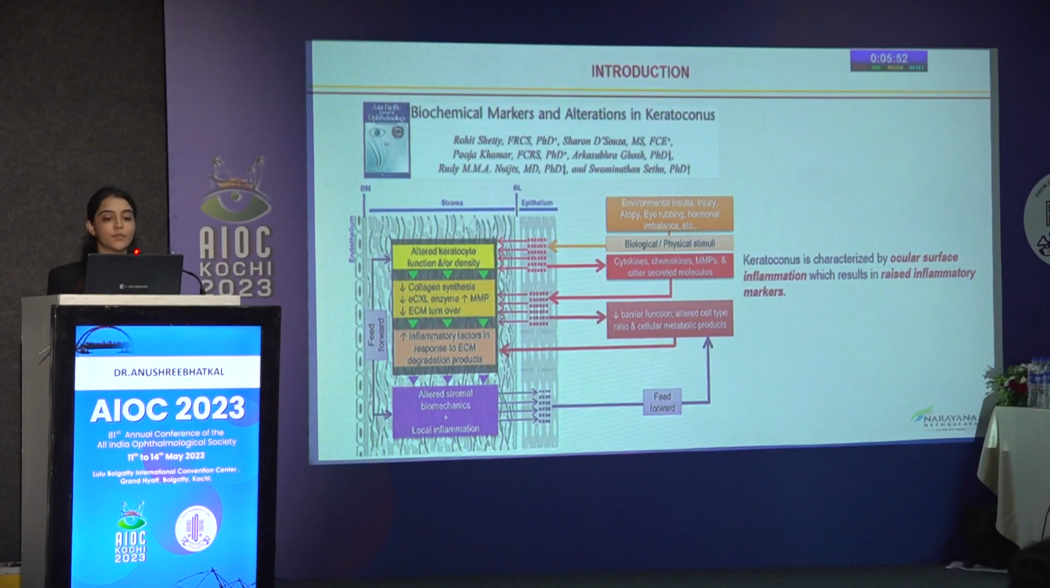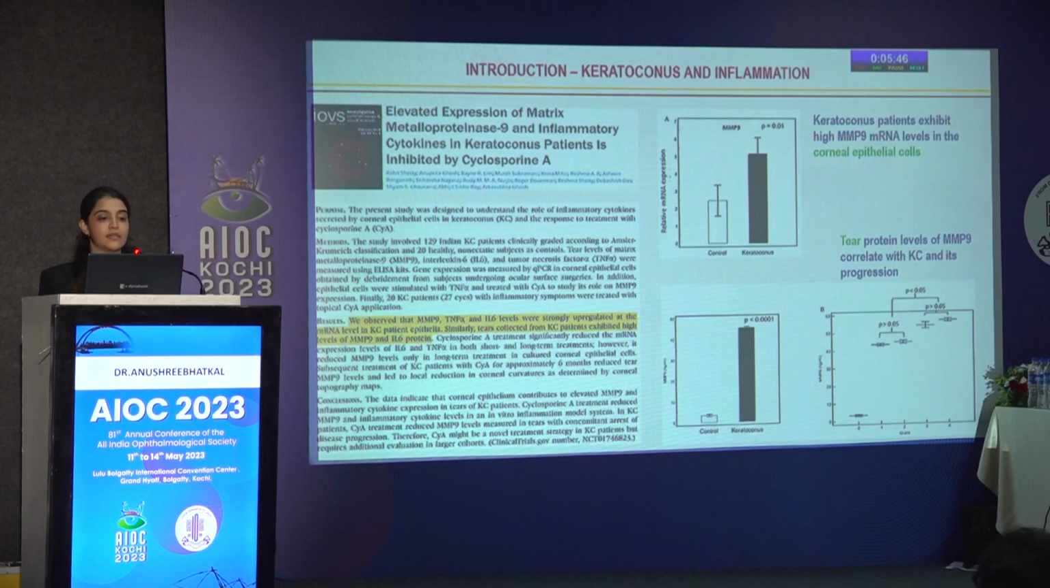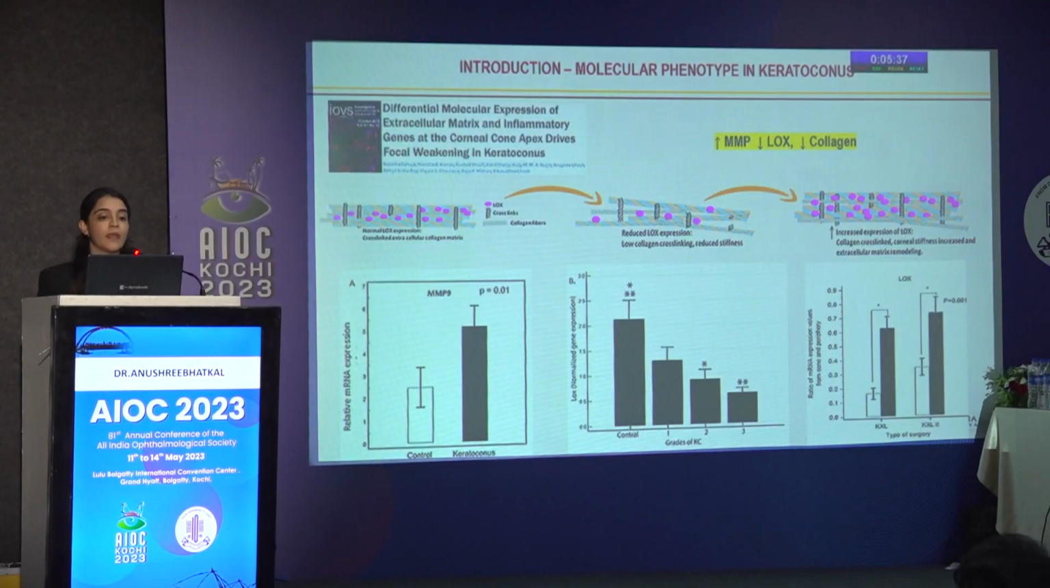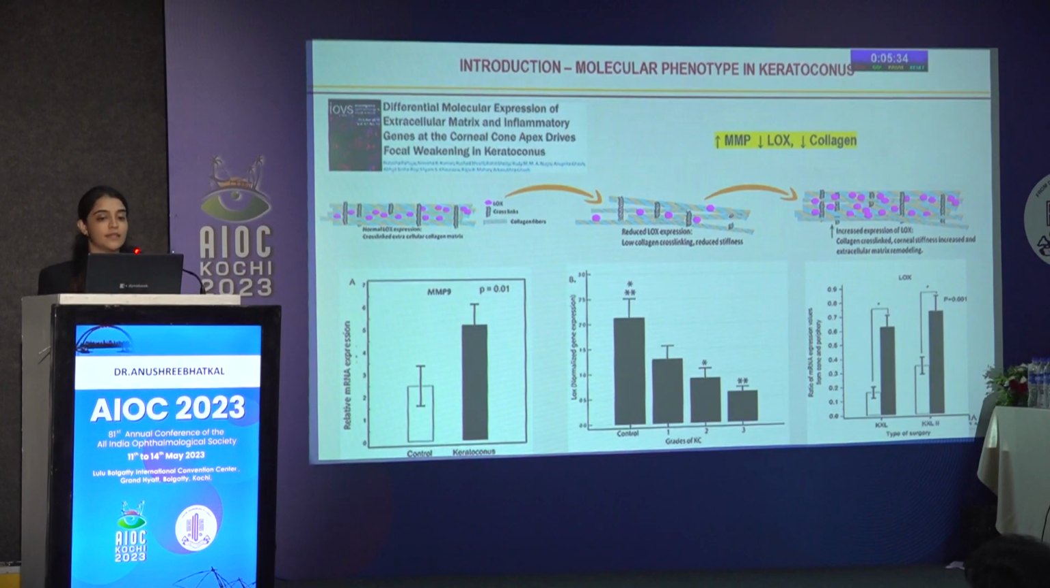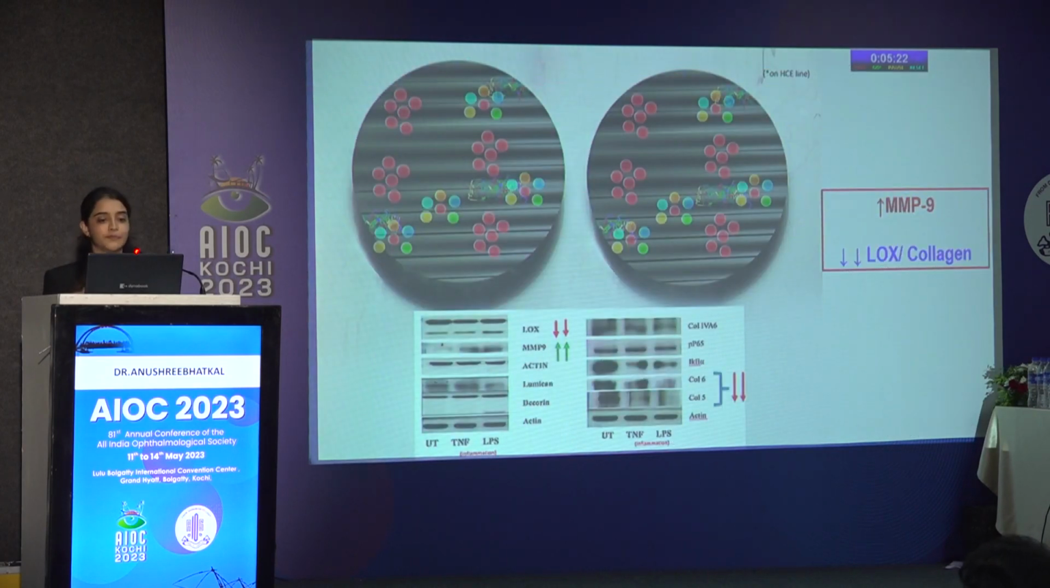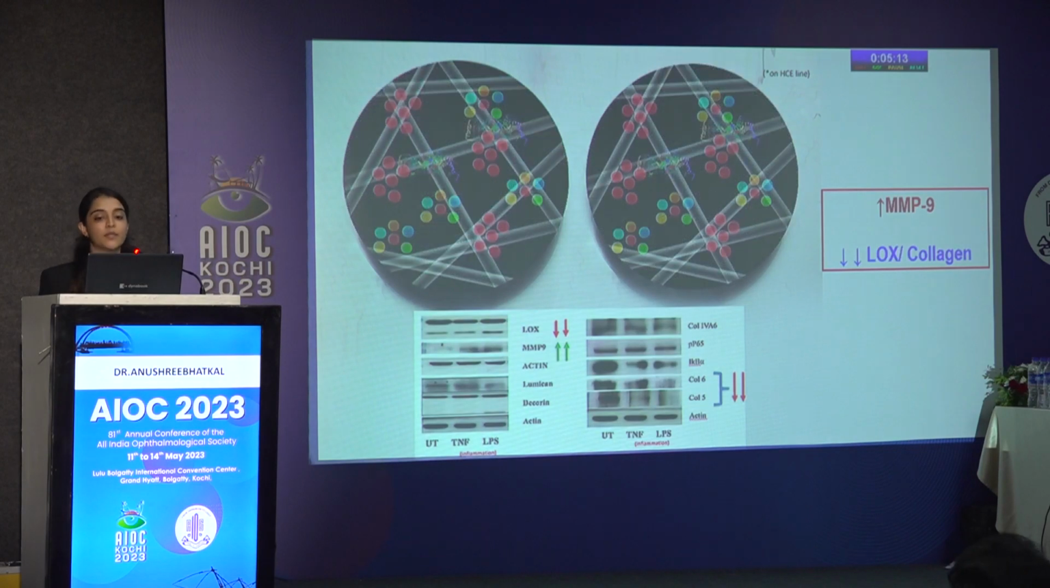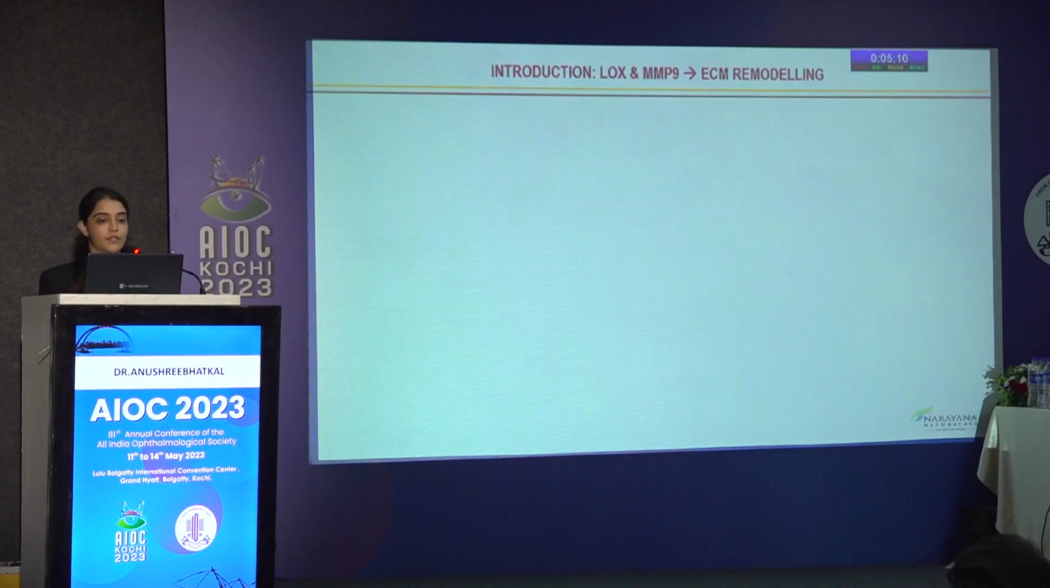So we know from our previous work that keratoconus is characterized by ocular surface inflammation, which results in raised inflammatory markers. We've also seen that keratoconus patients exhibit high MMP9 mRNA levels in corneal epithelial cells and tears as well. We have also observed that there is a decreased LOX expression in keratoconus disease. So this raised MMP9 and decreased LOX is basically the molecular phenotype in keratoconus. So we mimic this in a cultured epithelial cell line by inducing inflammation by treating the cells with TNF-alpha and LPS. And again, we noticed that there was a raised MMP9 and decreased LOX expression.